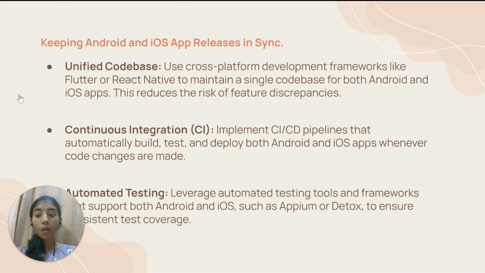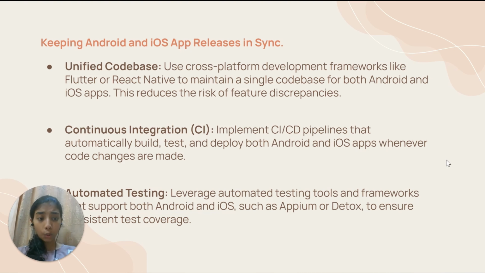Next, we would be discussing what we can do to keep the Android and iOS app release in sync. To keep the Android and iOS app release in sync, it is essential to adopt cross-platform development frameworks like Flutter or React Native. These frameworks will allow us to maintain a single code base for both platforms, streamlining development, testing, and maintenance effort. Continuous integration and automated testing tools ensure consistent test coverage across both Android and iOS.